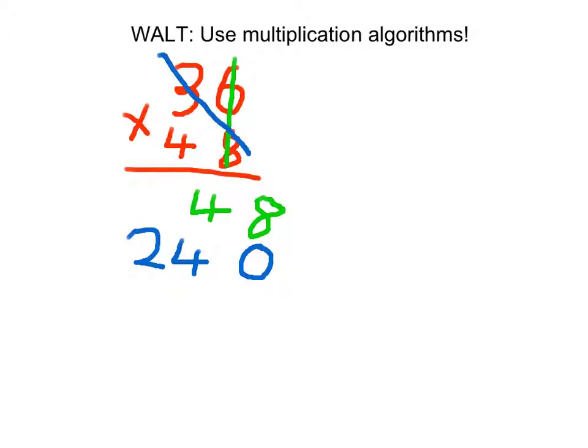Next up, we do 6 times 4, which is 24. And as before, the 4 is in the tens column, so we add a 0. And we cross out 6 times 4. Next up, we do 4 times 3, which is 12. And since the 3 and the 4 are both in the tens column, we do 2 zeros. And cross out 3 and 4.